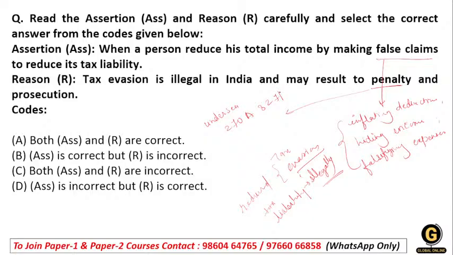Now prosecution is given under section 276C. These section numbers are important, so write them down, which can lead to imprisonment and fine. Okay, so both assertion and reason are correct, so option number 1, A, will be the right answer.